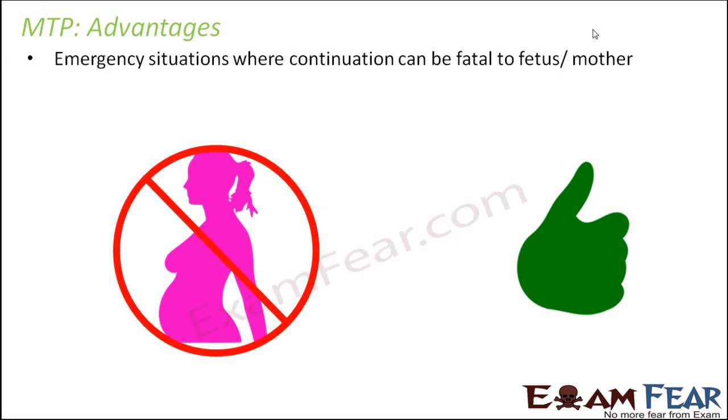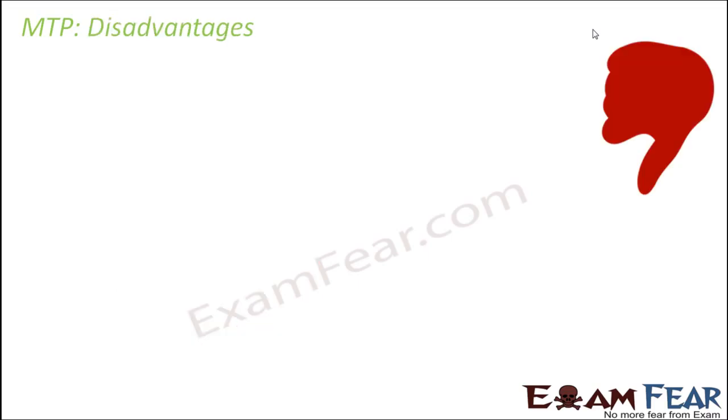So the advantages, as I said: sometimes in emergency situations where continuation can be fatal to either the fetus or the mother, there is no point continuing with that kind of pregnancy, because when you know that either the mother might die or the baby might die later. Another advantage is to get rid of unwanted pregnancies due to sexual crimes like rapes, where the female really does not want to have a baby. In those cases also abortion can be used as a technique.